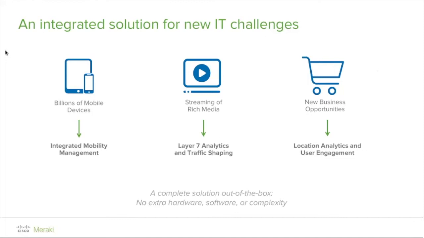We're seeing a shift in the way that people consume media. Of course, 10 years ago, people were still downloading files. Now we're seeing, of course, everybody streaming rich media. So we're looking at ways to mitigate that impact on your network. So we do have layer 7 analytics and traffic shaping tools integrated into our Meraki full stack as well. And of course, there's always new business opportunities out there. So we have our integrated analytics and user engagement tools, but also, just having the ability to manage your mobile devices, which may now be acting as POS devices in a lot of cases, is going to be really powerful in driving the bottom line for your company.